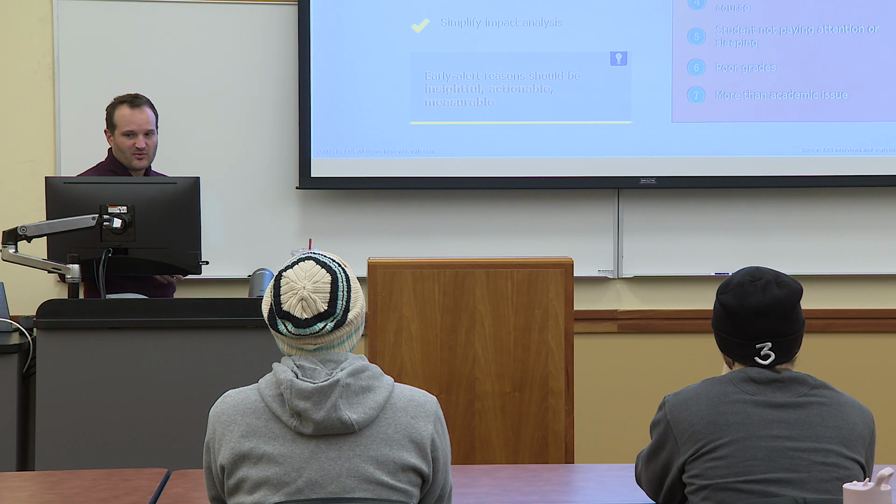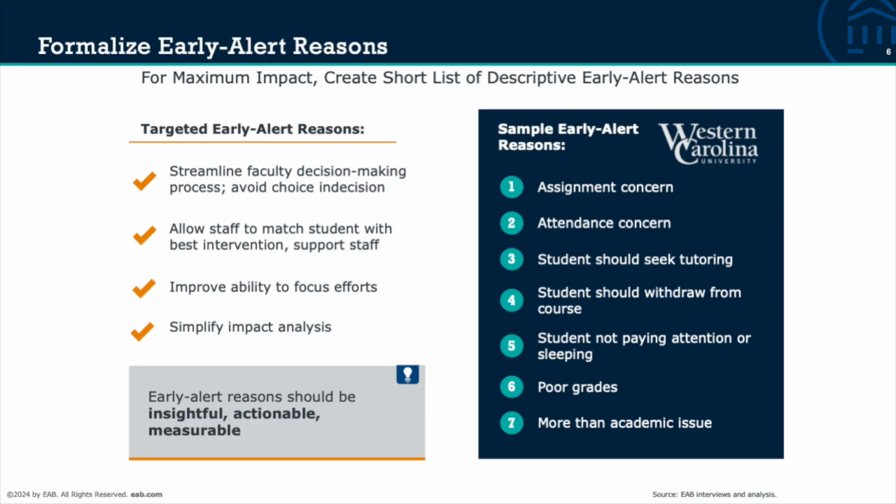So here's a couple of sample alert reasons. But make sure that you have some very clear ones. I always say, if you start to think, well, I don't know if I should select this one or this one, that is a good reflective moment of, okay, if I can't select one, what does that then mean for others on campus?